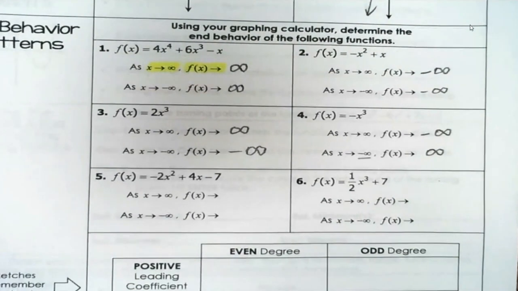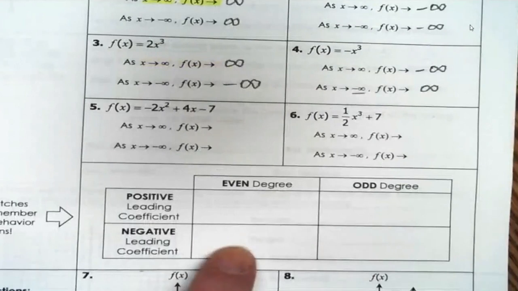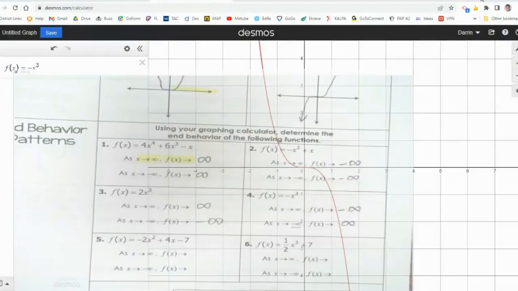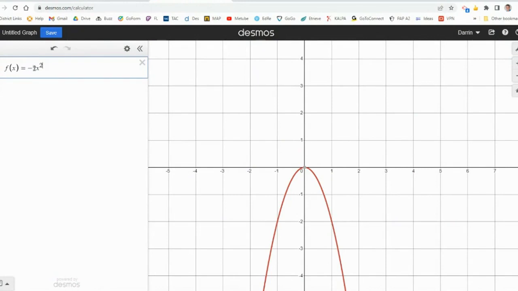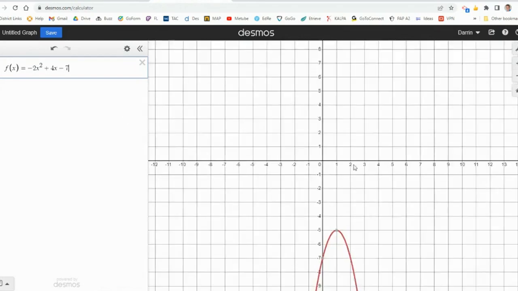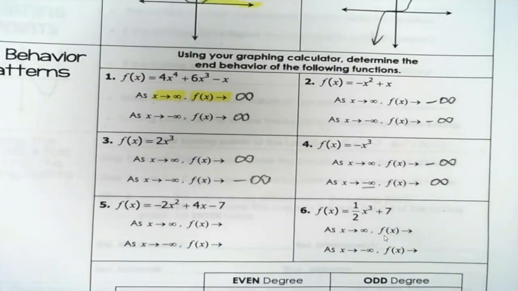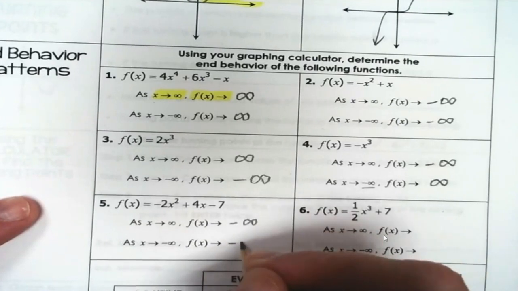All right. Last thing we'll do is these two, and then we're going to see if we can come up with a pattern. Negative 2x squared plus 4x minus 7. Gotta zoom out because it's a minus 7. Okay, that's a parabola because we have an x squared, and it's going down on both ends. Negative 2x squared, it's going to negative infinity on both ends of the function.